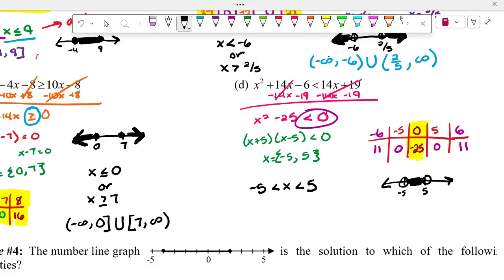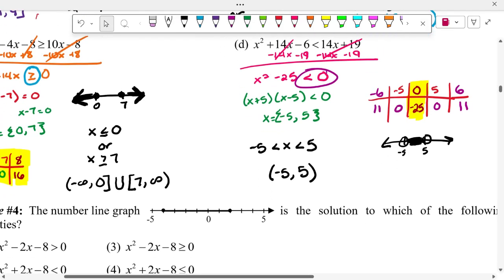Good. How do I write that in interval notation? Parentheses, not brackets, because it's not equal to. Good. All right.